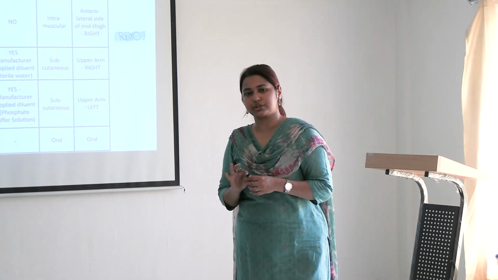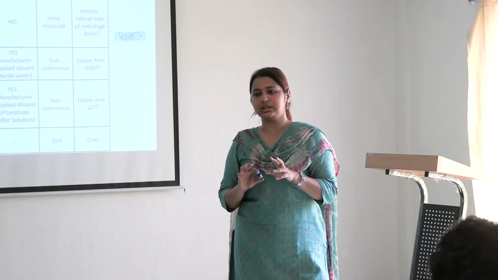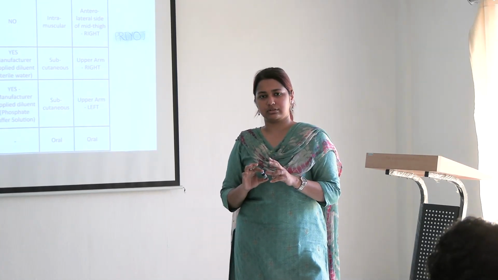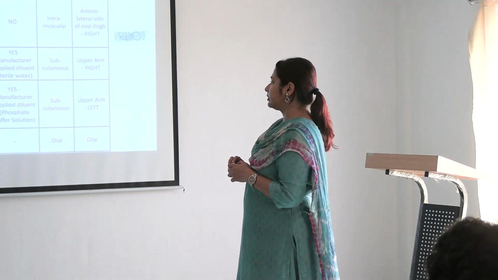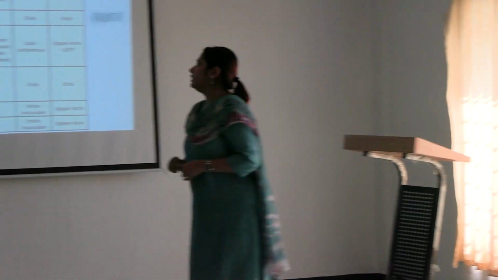0.5 ml is given after reconstitution in the right upper arm subcutaneously, at 9 months for the first dose, and the second dose at 16 to 24 months. So there are two doses of measles rubella. The first dose is at 9 to 12 months, and the second dose at 16 to 24 months. If a child missed it, they can take it up to 5 years of age. After that, they cannot take it.